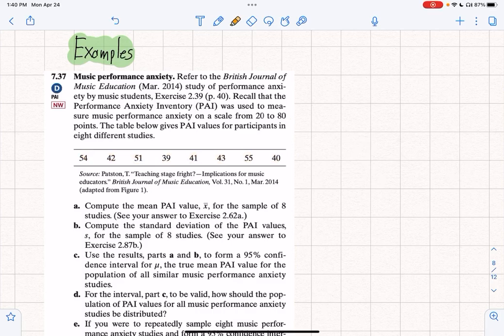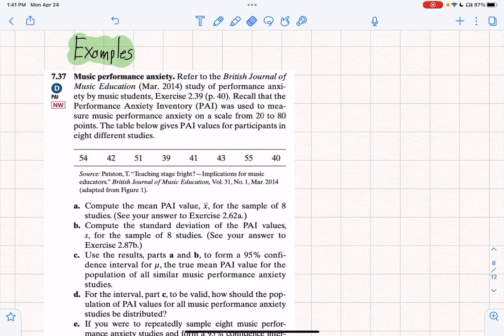Okay, we're going to practice an example using our new confidence interval formula, that being with the t-statistic, which we use for smaller sample sizes. So we're going to talk about music performance anxiety. There was a study where they measured how anxious people get when they perform music in front of people. They call this score the Performance Anxiety Inventory, or the PAI, and it ranges from 20 to 80, and they measured the anxiety score for 8 people.